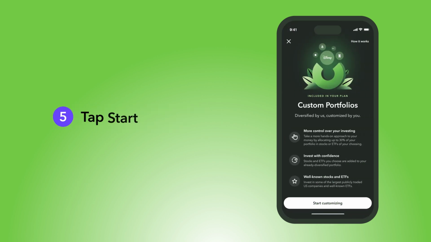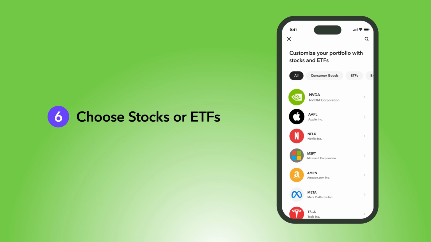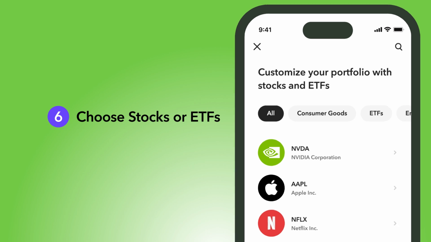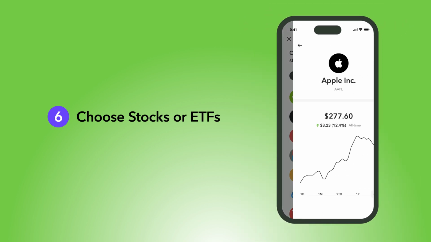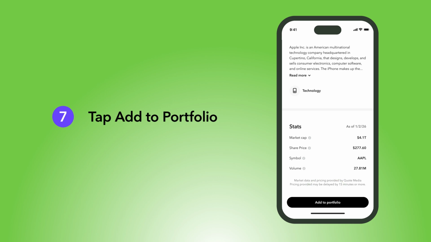Then tap Start Customizing. Here, you can choose from a curated list of stocks and ETFs you can add to your portfolio. You can also filter by sector or search for an individual stock. Tap a stock or ETF name to read more about it. Then tap Add to Portfolio.